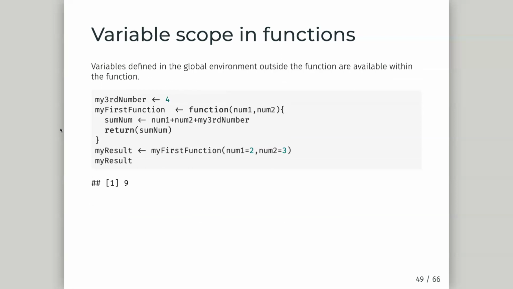So here we're going to do something a little bit the other way around. Vectors defined in the global environment outside the function are available within the function. So this can cause problems, when you forget that you've defined something outside the function, maybe you forgot to define it in the function at all. You're using something which is defined outside. So here I've got num1, num2. I'm going to add num1, num2 to this third number. I'm going to return sum num. Then when I get my result, I'm going to get 2 plus 3 plus 4.